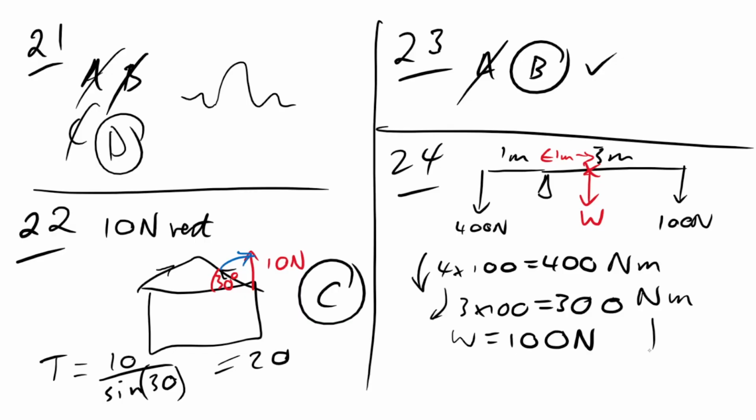So therefore, what's our total force pulling downwards? 600 newtons. We must have an equal and opposite force pushing upwards on the rod, so therefore the answer has to be the same, so it's D.